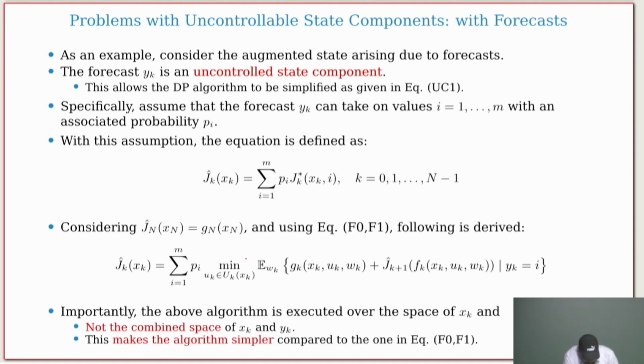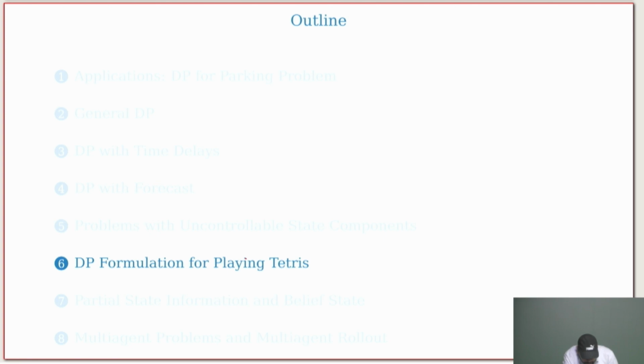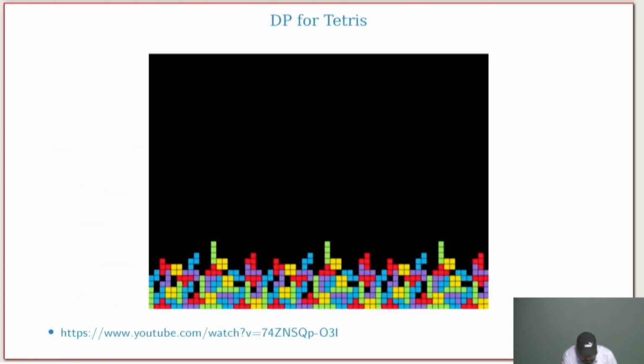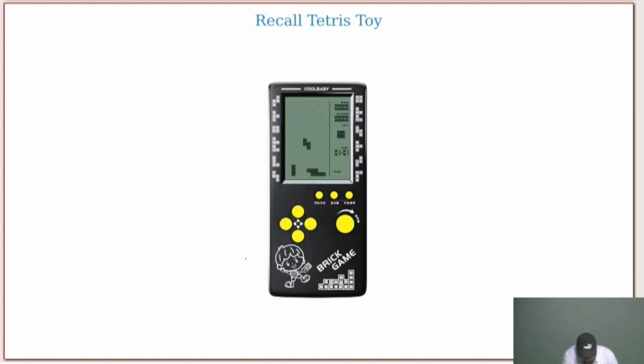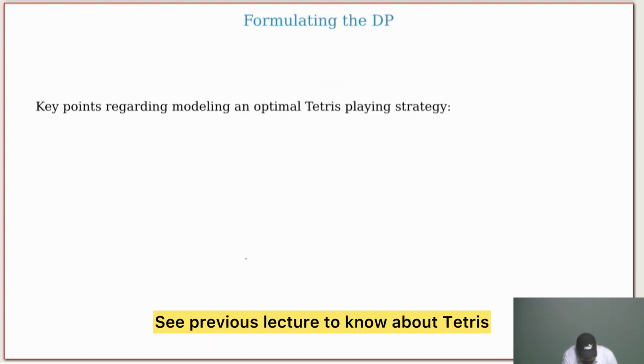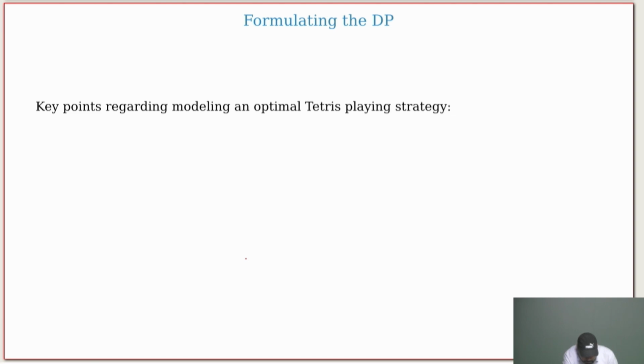So, the DP formulation for playing the Tetris game. Let us see. This is the Tetris game; we have seen this a couple of times now. There are these blocks that come down, and we are supposed to play, so let us develop a good model for Tetris. Key points regarding modeling and optimal Tetris.